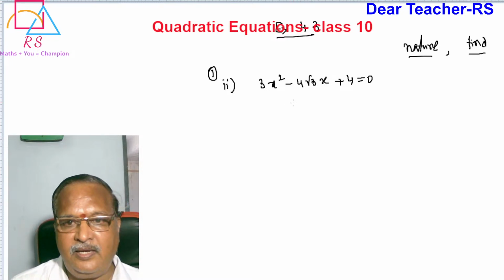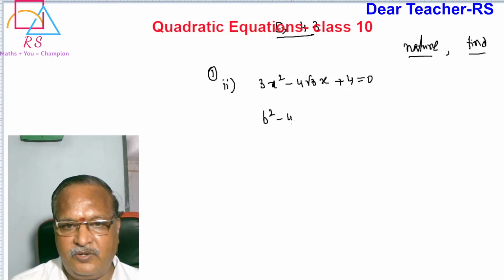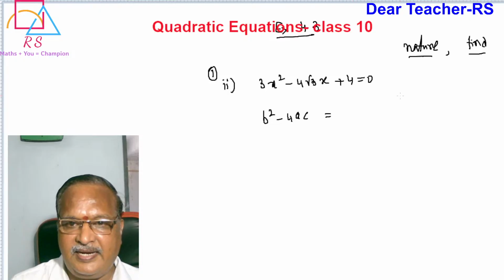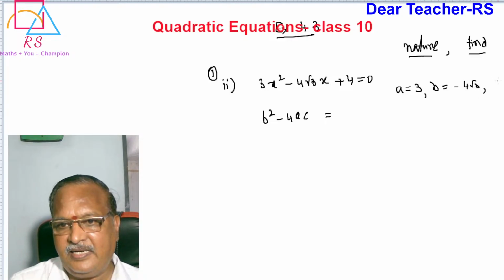Now what happens? Find out b square minus 4ac. First we have to find out the nature. To find the nature, you have to find out b square minus 4ac. So here let us write a is equal to 3, b is equal to minus 4 root 3, and c is equal to 4.